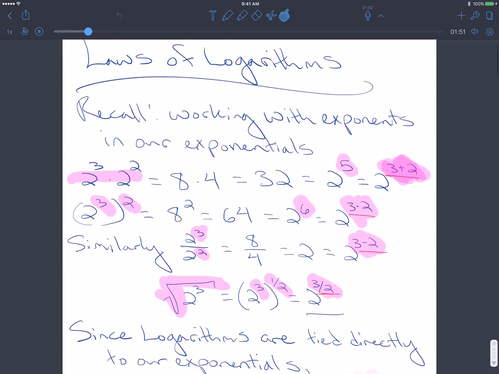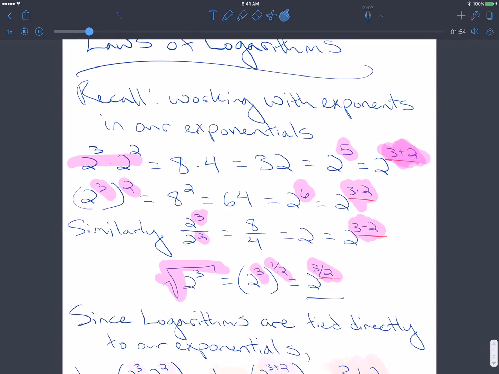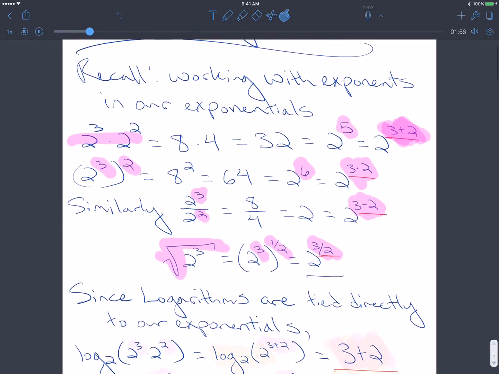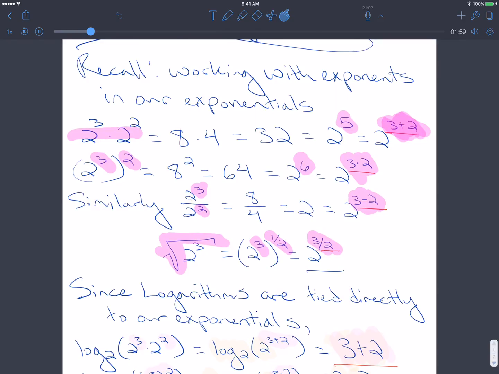Okay, so I'm going to use this to define our laws for our logarithms, because the logarithms are directly defined through exponentials, so we can then use this kind of relationship with our exponentials to define a relationship between our logarithms. So if I try to take log base 2 of 2 cubed times 2 squared, that was the same as log base 2 of 2 to the 3 plus 2, right? And we talked about in the last section how this 2 to the and the log base 2 cancel each other and leave me with just the 3 plus 2 that's in the exponent.